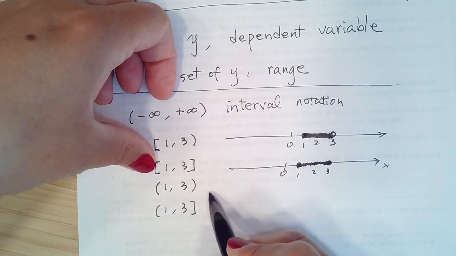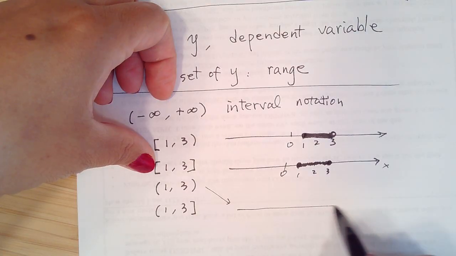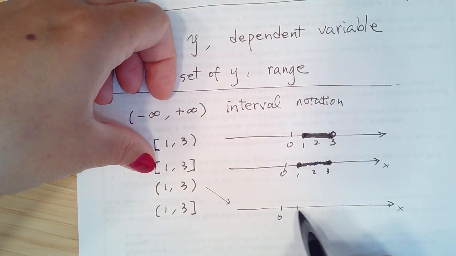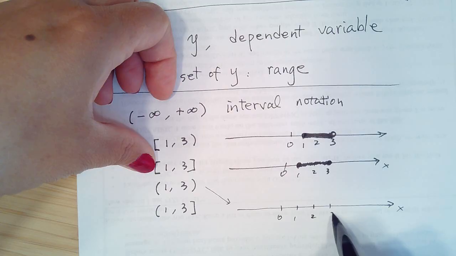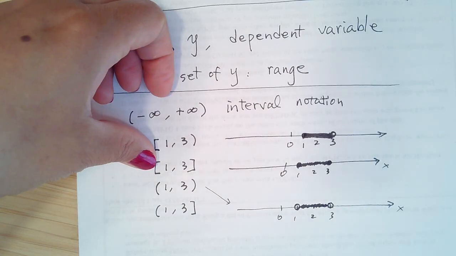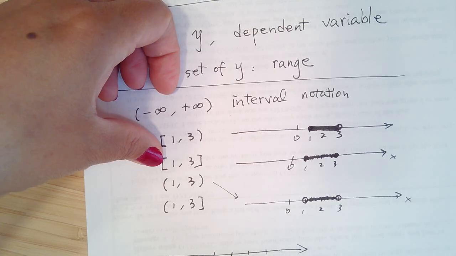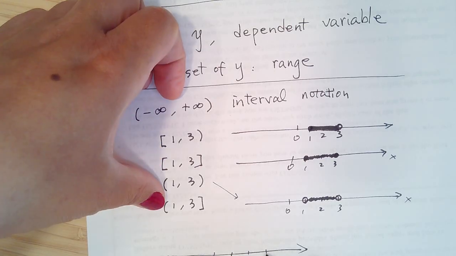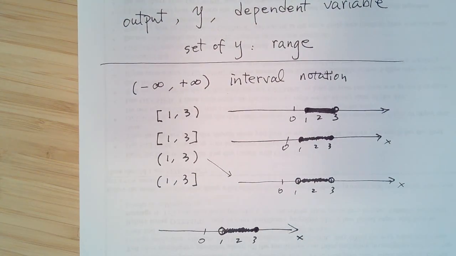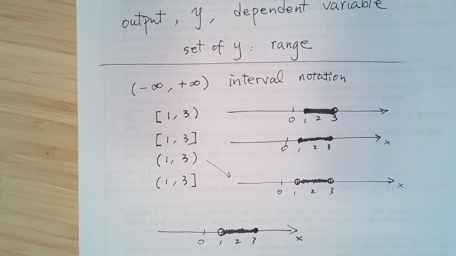And this one, on the number line 0, 1, 2, 3, I think you already know: 1 and 3 both with parentheses. And the last one, 0, 1, 2, 3: including 3, 3 could be there, but not 1, which is a parenthesis. So we use a little circle to show that. All right, so this is the basic idea about interval notation.